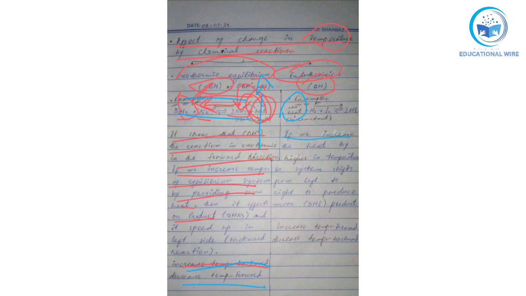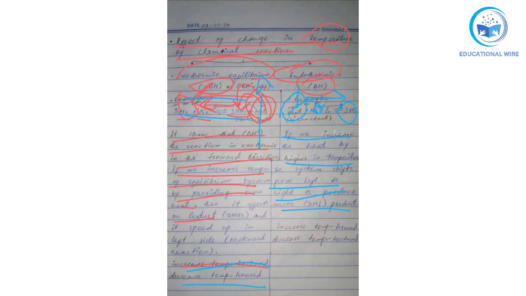If we increase the heat by raising the temperature, the system shifts from left to right to produce more 2HI product. If we have more heat, with respect to higher temperature, it goes into the reactant, and there will be more reaction toward the product. It will make more 2HI. So this reaction will be the forward reaction.